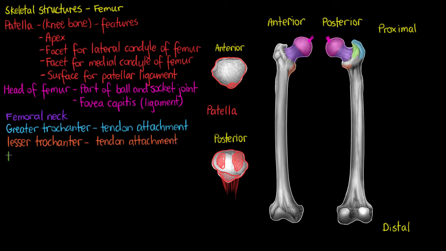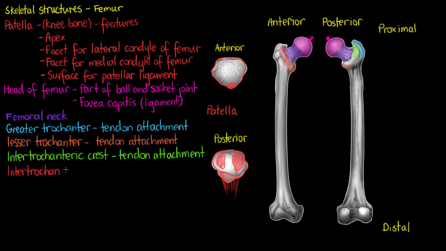Now, between these two trochanters, we have two structures. The first being in green here, called the Intertrochanteric Crest, the Intertrochanteric Crest also being an attachment point for tendon, and an intertrochanteric line, which we'll see mostly from the anterior view. So I've just highlighted the intertrochanteric line there in red on the anterior aspect of the bone. Once again for tendon attachment and ligament attachment.